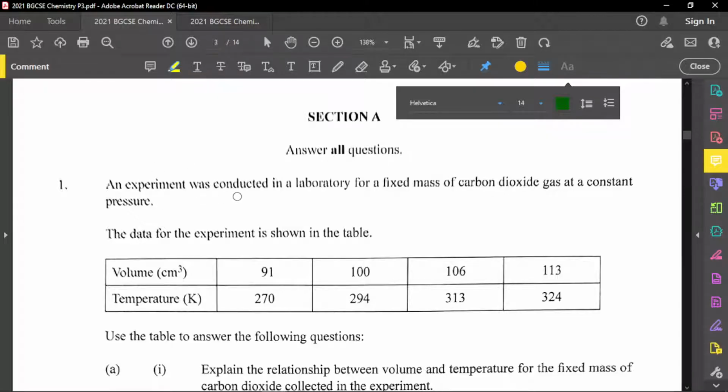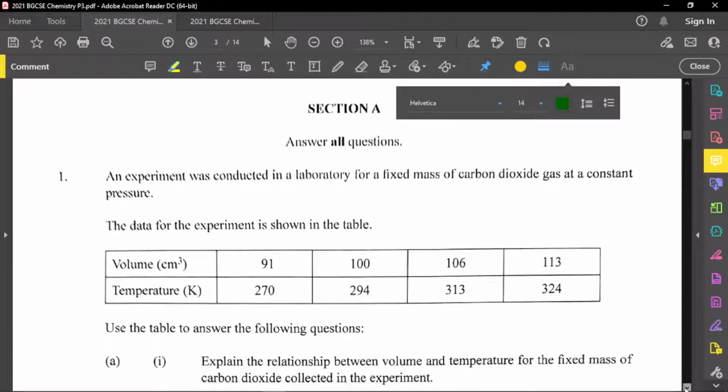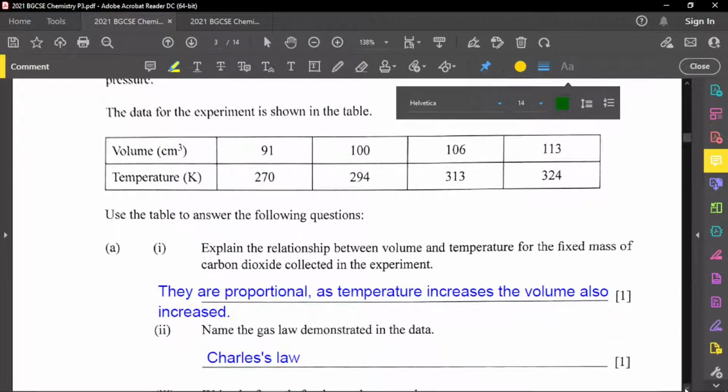They said an experiment was conducted in the laboratory for a fixed mass of carbon dioxide gas at a constant pressure. The data for the experiment is shown below, and you see the volume and the temperature in Kelvin. Use the table to answer the following questions. Explain the relationship between volume and temperature for the fixed mass of carbon dioxide collected in the experiment. As you notice, as the temperature increases, the volume also increases. So they are proportional.